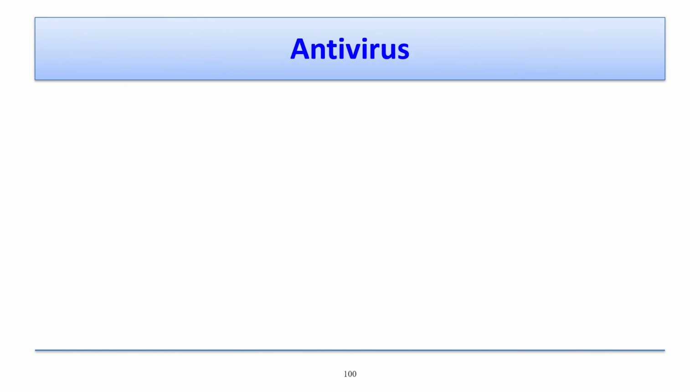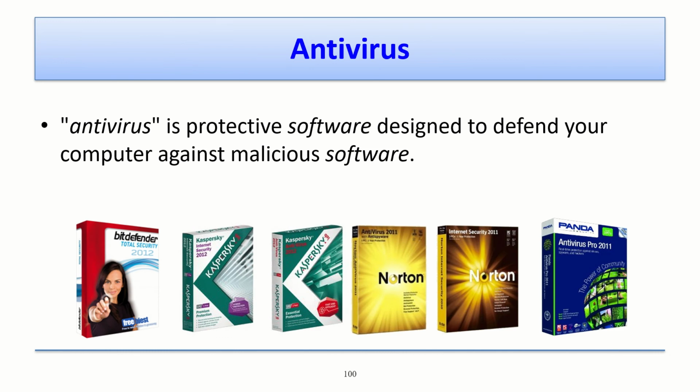And then antivirus. What is meant by antivirus? Antivirus is protective software designed to defend your computer against malicious software, right? I told you that antivirus is utility software, under the software categorization, right? So this is the end of this introduction part, right?